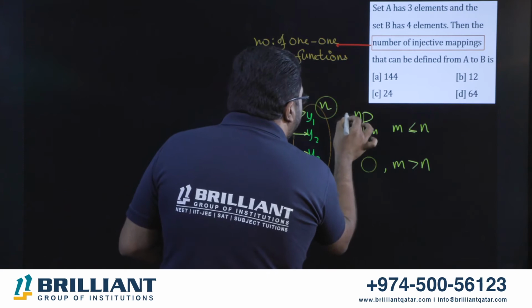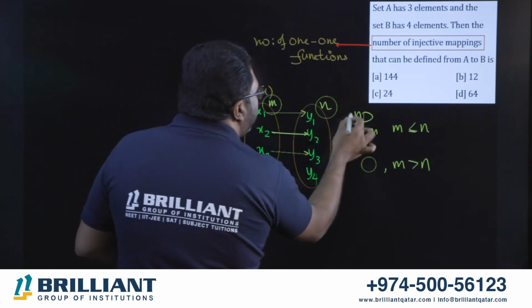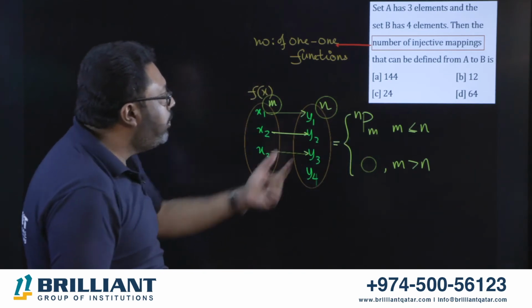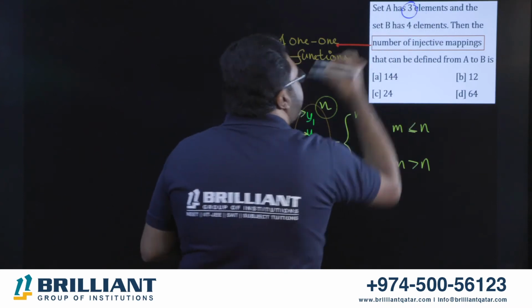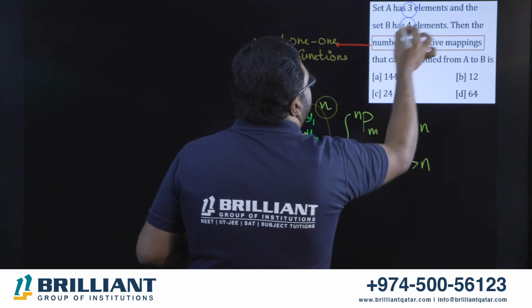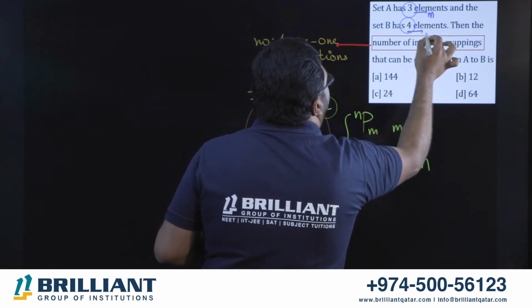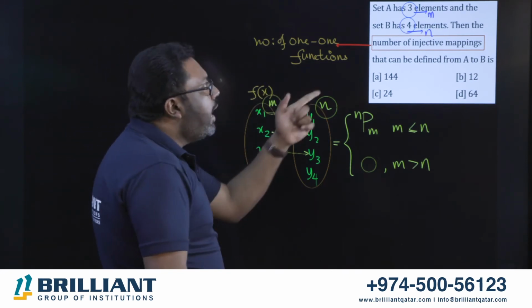All of you remember permutations? Yes? All of you remember permutations from 11th standard? The number of injective mappings is going to be nPm. Now look at this question over here. We have set A with 3 elements. Set A has 3 elements and set B has 4 elements. So this is your m and this is your n. Clearly m is less than n.